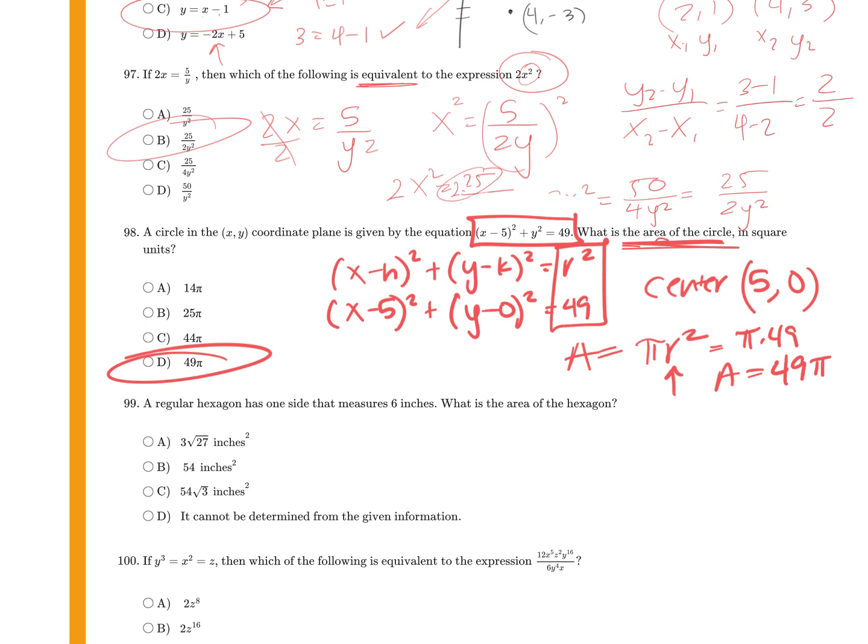Okay, and then if the question was worded a little bit differently, let's say they had asked for the center of the circle, the center would be (5, 0).